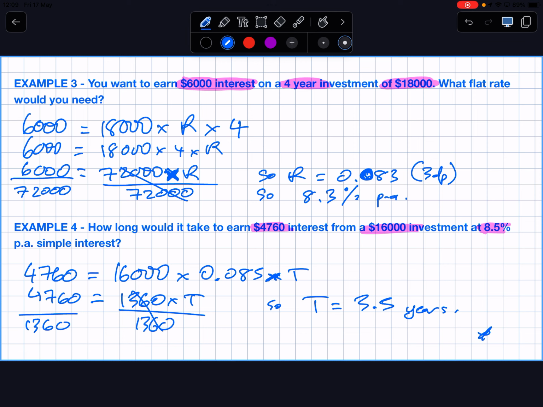Get those examples down, please. Your homework, and now EX7A, I believe, is simple interest.